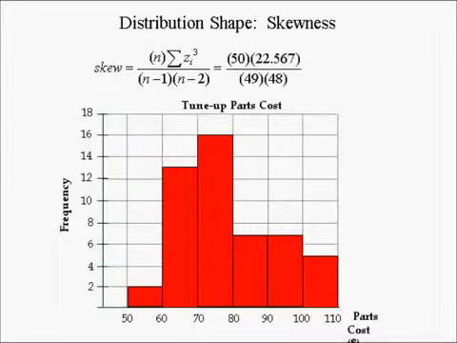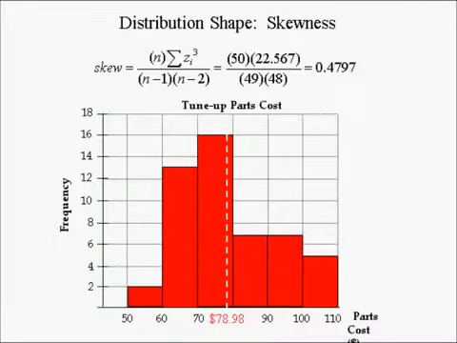The sample size is 50, n minus 1 is 49, n minus 2 is 48, and the sum of cube z-scores is 22.567. The skew is equal to 0.497. Now that was really close to the average cube z-score of 0.451. That's because n equal 50 is, quote-unquote, large. Now, the larger the sample size, the closer the average gets to the actual skew.